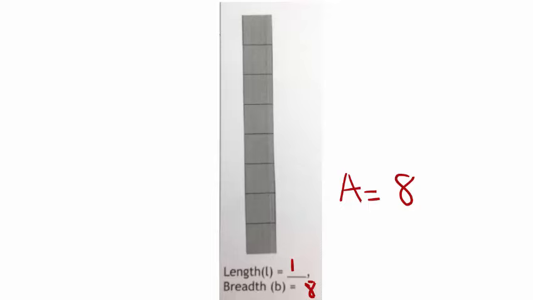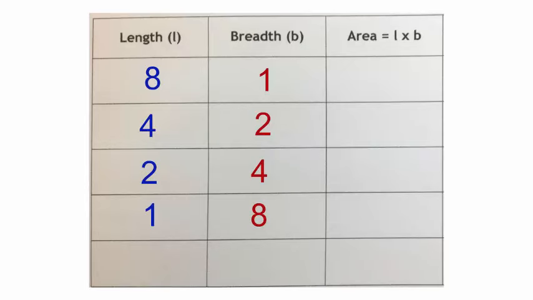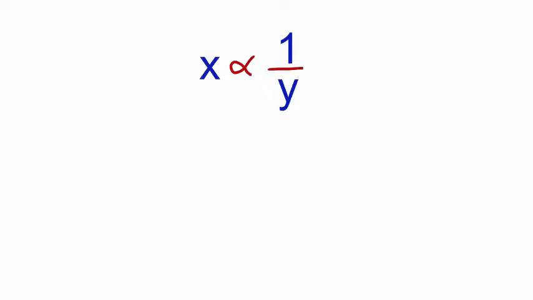Note your observations in increasing or decreasing order of length. What do you observe? When length increases, doesn't breadth decrease? Or when length decreases, then breadth increases? Can we say that length is inversely proportional to the breadth? When two quantities x and y vary inversely, we say x is proportional to 1 by y. That is, x is equal to k by y, where k is a constant, or x into y is equal to constant.